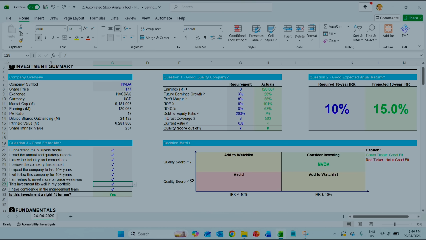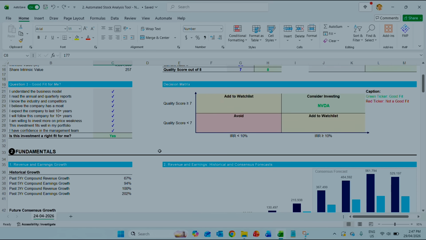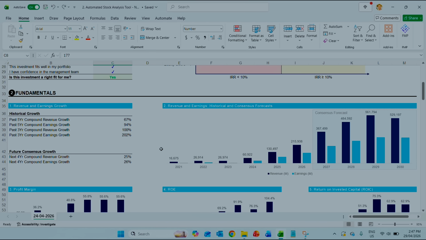Okay. So in my case, since all of this checklist is ticked, the answer is yes, and as a result, Nvidia is green. So the bottom line is that I should consider investing in Nvidia at this price. Okay? So executive summary or investment summary, very important section, but I like to go a little bit deeper into the company. So the second section that I like to review is called fundamentals.